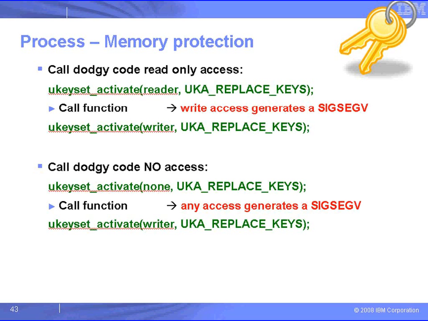If we want to call a piece of code that has no access to the protected memory, then again we can call it with a key called none that we initialized earlier, and then if it does a read or a write access to this memory, we'll get the signal generated.